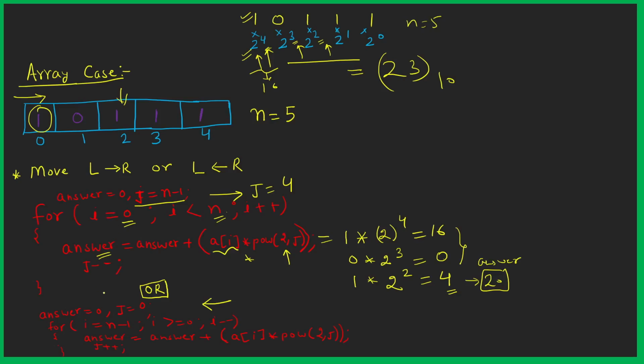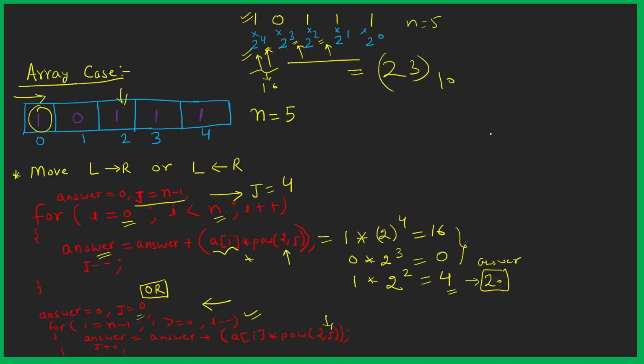Now the same process we can do in the reverse direction also. So in this case we will start from i equal to 4 to i equal to 0, and in this case we will be taking this power from 0, 1 and so on. So here j will start from 0, and we will be incrementing j in each iteration so that we can move from 0, 1 and so on.